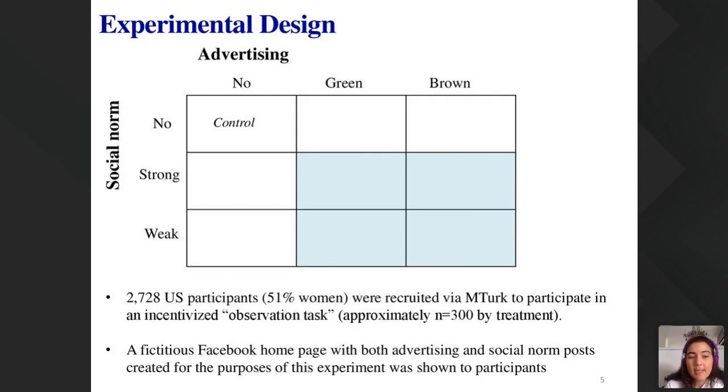For this, we recruited 2,700 US participants, so around 300 in each condition in the experiment. And we recruited them via MTurk, that is a platform where you can recruit participants to do different tasks. This experiment was presented as an observation task, and the instruction was very simple. You would be presented with an image, and you would then have to answer some questions. That was the task participants were doing. And the image we presented was a fictitious Facebook homepage with both advertising and social norm posts that we created for the purpose of the experiment.